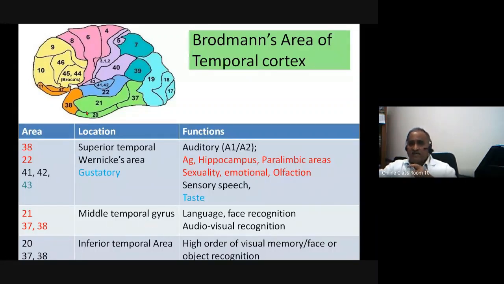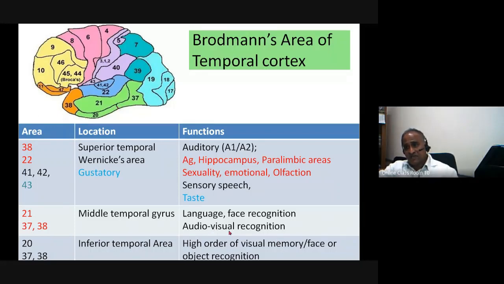So then we have the inferior temporal gyrus. This is the inferior temporal gyrus. You can just see that this is connected here to 38 as well as to 37. 20, 37, 38. The functions of 37 and 38 are already mentioned here in these red areas. They are part of the limbic system, and for 37 I also mentioned face recognition. But here, what is coming up is a high order of visual memory. So very distinct features are stored here, and the face or object recognition.